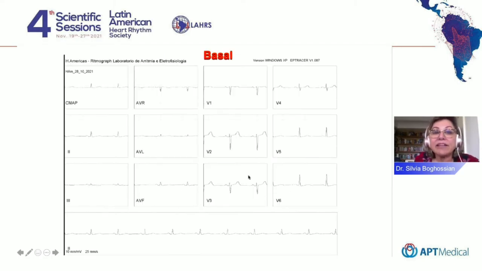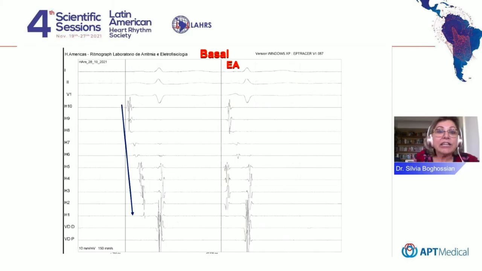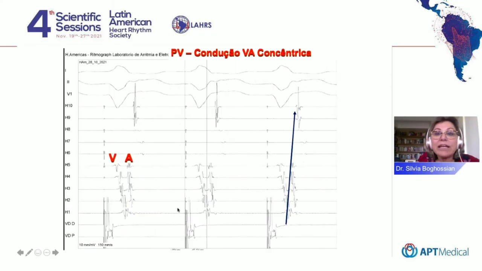This was her basic EKG. Nothing important in this patient, sinus rhythm, normal EKG. Here during the study, normal EKG and activation from the sinus rhythm. You can see she had this ectopy here, and the activation was probably coming from the left side. Here we induced the tachycardia, and in the induction you can see that the precocity was on the left side.